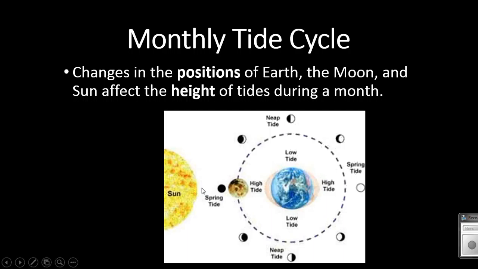That's why the circles are colored in the way that they are. So this is happening at the new moon, where we can't see the moon at all. Our neap tides are happening at first and third quarters. Spring tide also happens during the full moon.